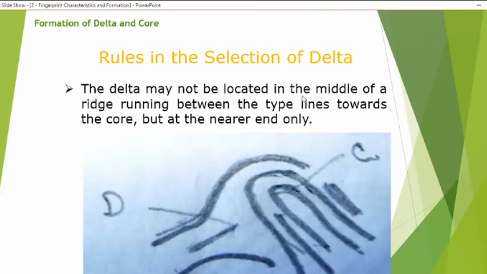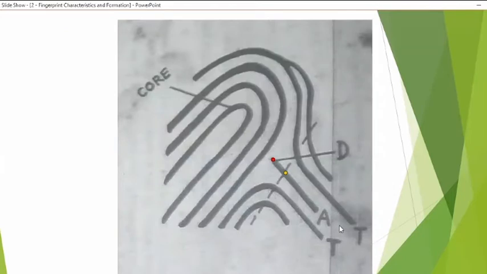Next, the delta may not be located in the middle of a ridge running between the type line towards the core, but the nearer end only. So, ibig sabihin, kung ito ang ridge, kukunin nyo ang delta doon sa pinakadulo, diba? Nearer in what? Nearer on the divergence of the type line. So, dalawang dulo yan. Ito, wala siya in front of the divergence of the type line. Ito yung malapit doon sa divergence of the type line. Kaya itong dulo na ito ang kanyang delta. Hindi ka pwede maglagay ng delta in the middle of the ridge.